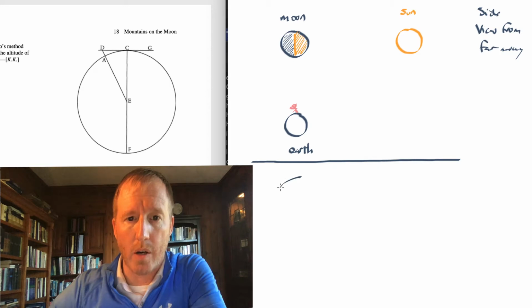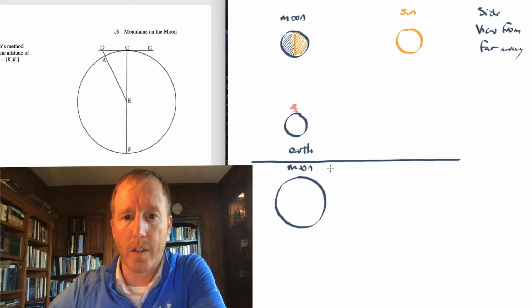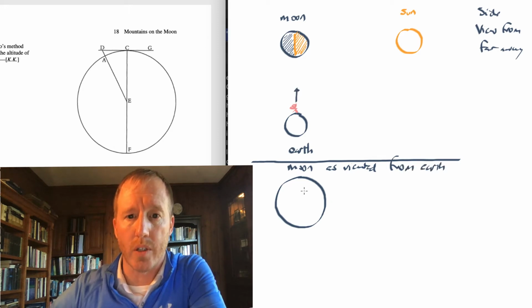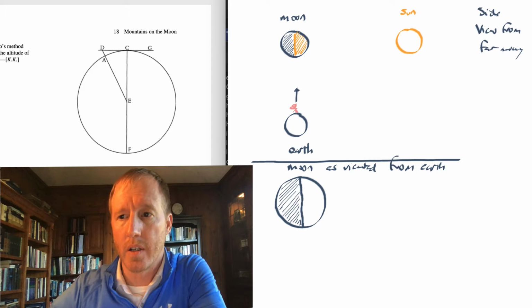Well, I'm going to draw a picture of the moon. This will be a little bit more of a larger picture of the moon. Moon as viewed from Earth itself. So this is, if you were standing here looking up at the moon, what would you see? Well, you would see half of the moon being bright and half of the moon being dark. So this would be the dark part of the moon, and this would be the illuminated part of the moon where the sun is shining on it.